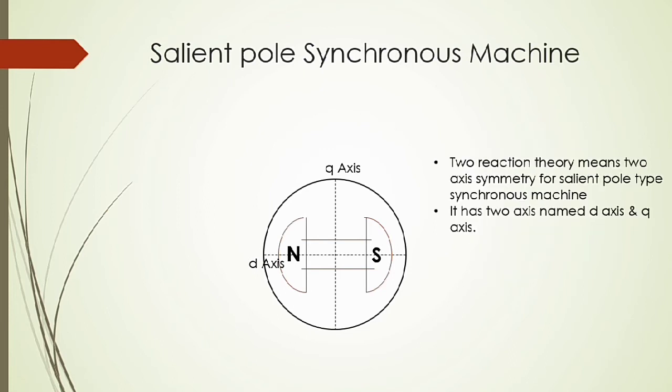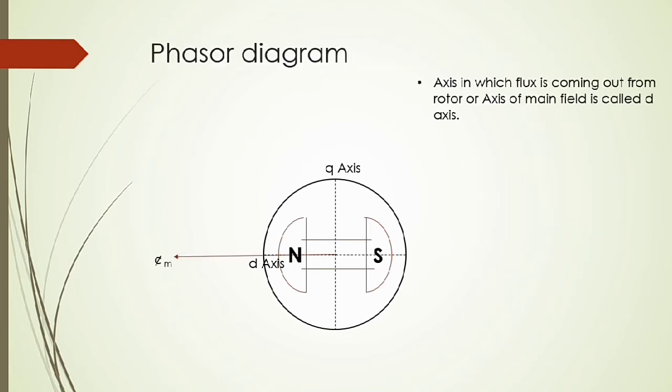So what is d axis? D axis is the axis in which flux is coming out from the rotor, or the axis of main field flux is called the d axis. This one is called the d axis actually. Whatever the rotor magnetic field direction, that position of rotor magnetic field is called the d axis. Okay, always it's called the d axis.